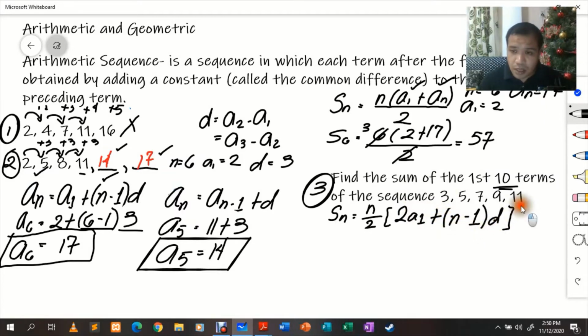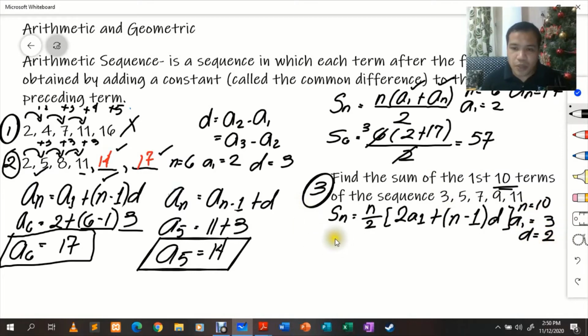So, given muna tayo, n is equals to 10, tapos a sub 1 is equals to 3, and our common difference is equals to 2.